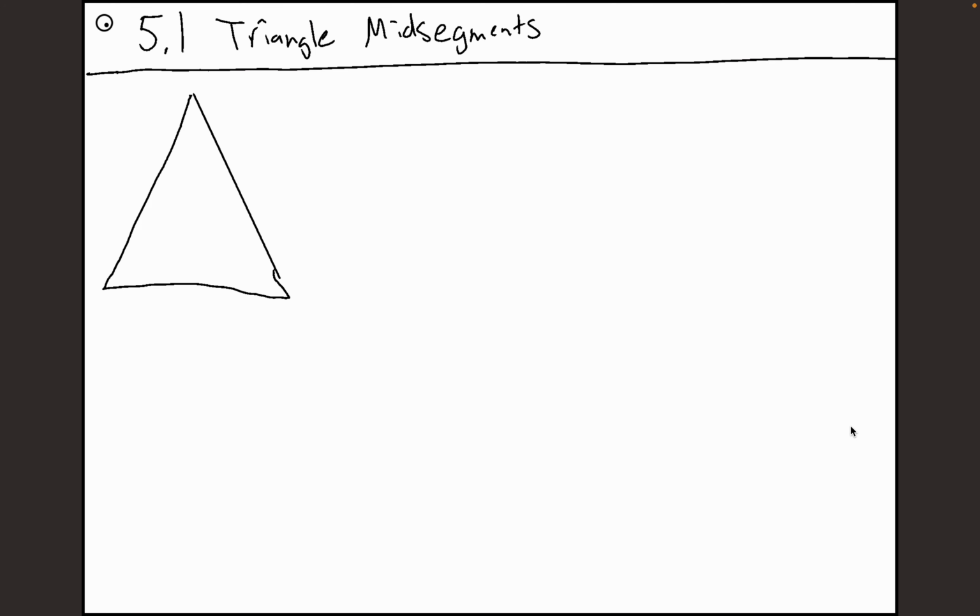Okay, so when we have triangles, what did we say the interior angles add up to equal? 180, okay? Now, when we talk about a triangle midsegment, the midsegment is going to look just like this. So this is going to be the midsegment.